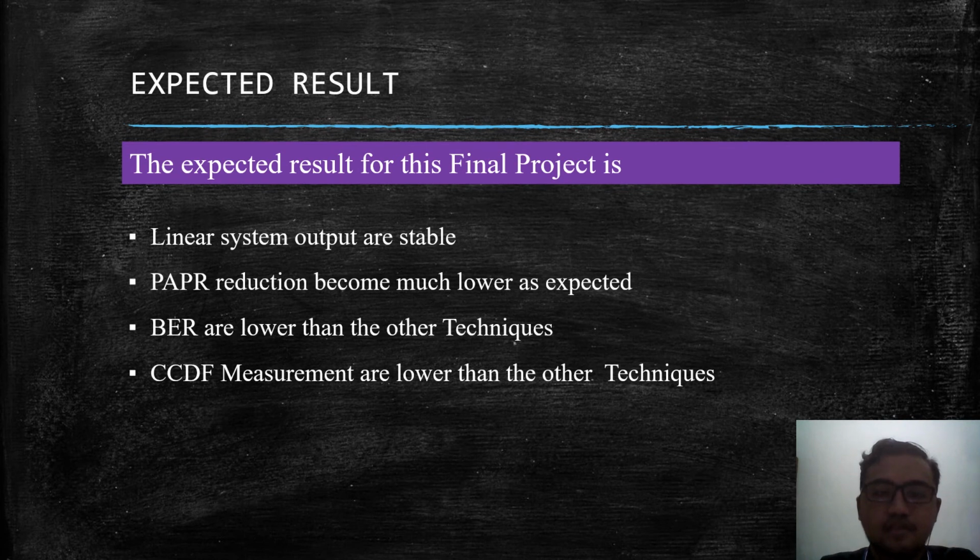The expected results for this project are, first, the linear system output is stable, the PAPR prediction becomes much lower as expected, PAPR is lower than other techniques, and CCDF measurement is lower than the other techniques.